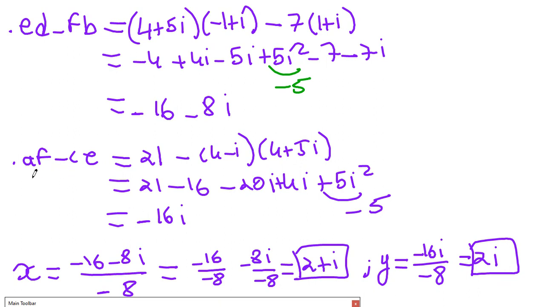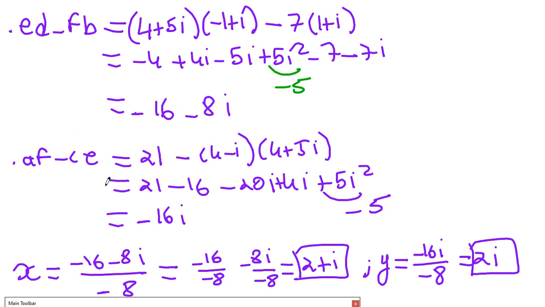Now we go to AF minus CE. It's 7 times 3, it's 21, minus C times E, and then I develop here: minus 4 times 4 is minus 16, minus 20i, minus times minus, plus i times 4 is 4i, plus i times 5i is 5i squared. i squared is minus 1, so this is minus 5. And then I add the real part together and the imaginary part together, and we'll get minus 16i.